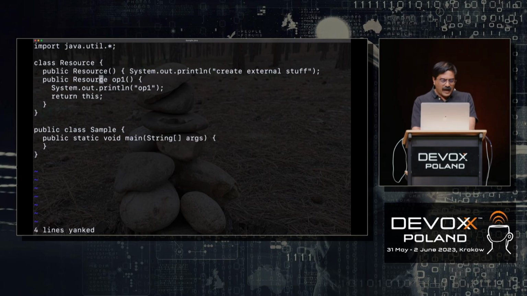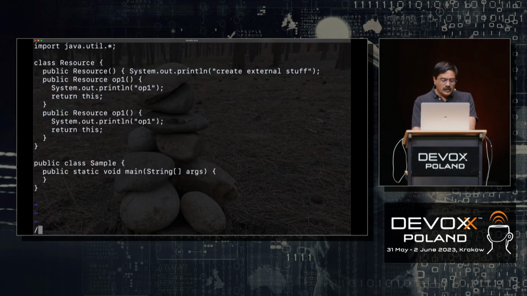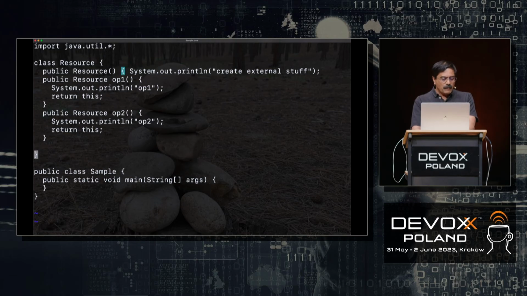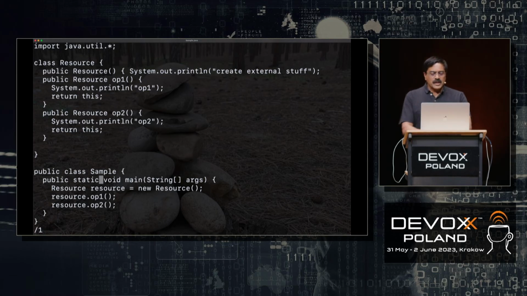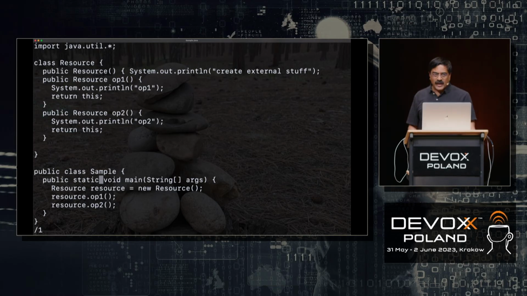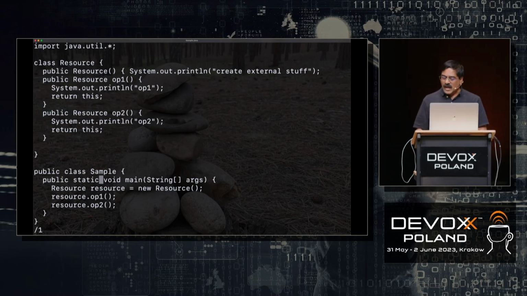Similarly, I'm going to say here is an op2 function, which is going to simply say op2 and return the object. But if I were to create a resource, let's say resource equal to new Resource, and I have a resource.op1 being called right there, and I also call the resource dot, let's say, op2 in here as well. But the question is, what about the external resource we created? Don't we have to get rid of it properly?